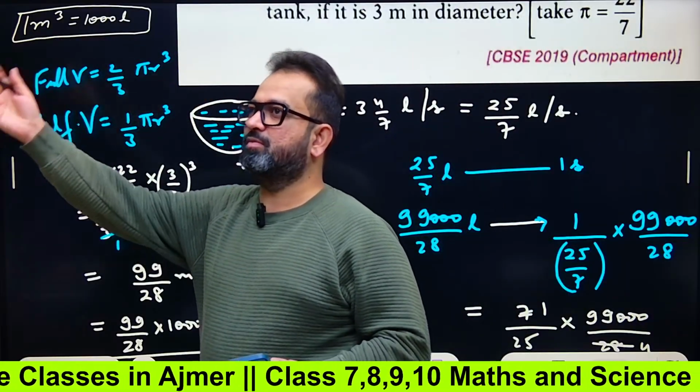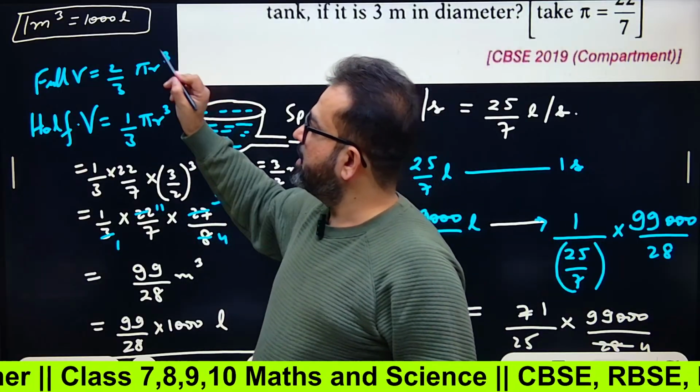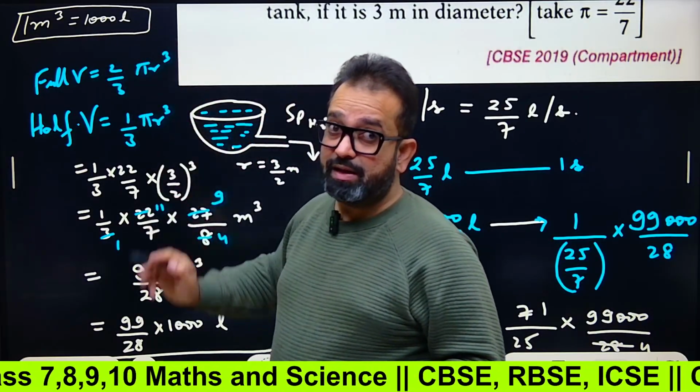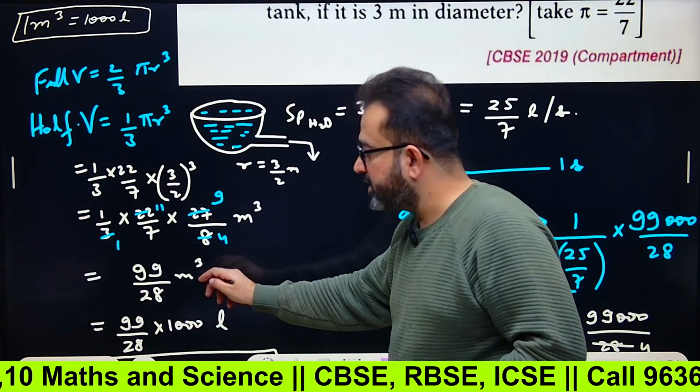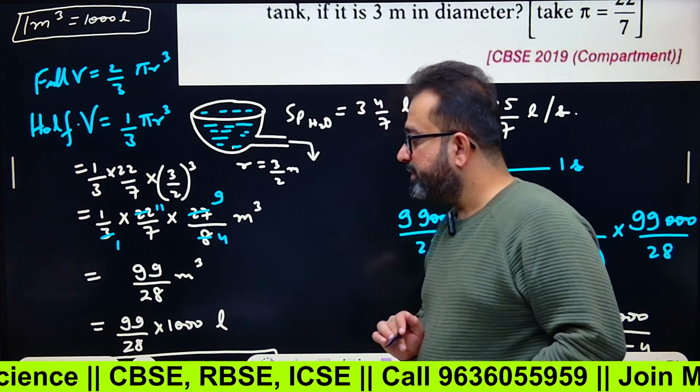You must be confused about 1000 meter cube, 1 liter. What is the exact ratio? No. The exact relation is 1 meter cube equals 1000 liters. So this much meter cube converted into liters is multiplied by 1000. That means 99,000 upon 28 liters.